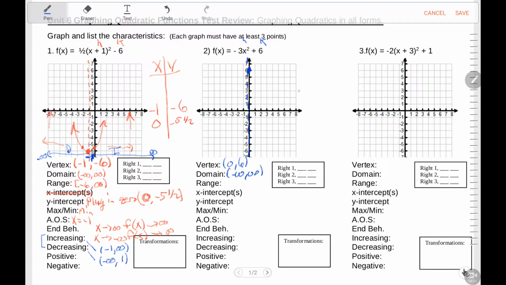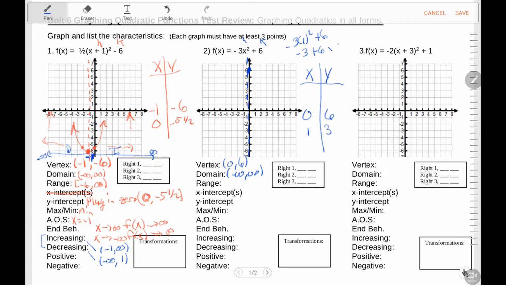Let's plot some points. Always start with your vertex. All right, let's plug in 1 because that's going to be the next thing. Although we do know that this is -3, so it's going to point down, and it's going to go over 1, down 3. But just to confirm, if you plugged in 1, 1 squared is 1, times -3, and then -3 plus 6 would be positive 3.